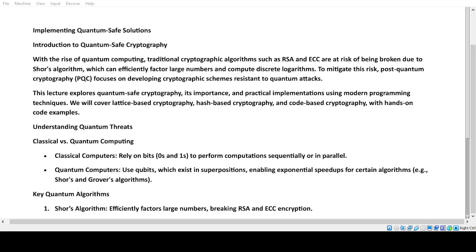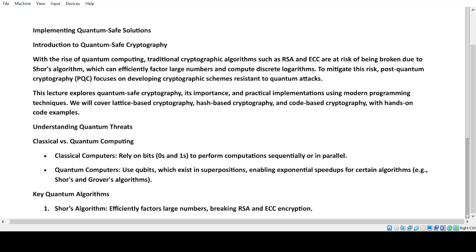To quantum-safe cryptography. With the rise of quantum computing, traditional cryptographic algorithms such as RSA and ECC are at risk of being broken due to Shor's algorithm, which can efficiently factor large numbers and compute discrete logarithms. To mitigate this risk, post-quantum cryptography (PQC) focuses on developing cryptographic schemes resistant to quantum attacks. This lecture explores quantum-safe cryptography, its importance, and practical implementations using modern programming techniques.